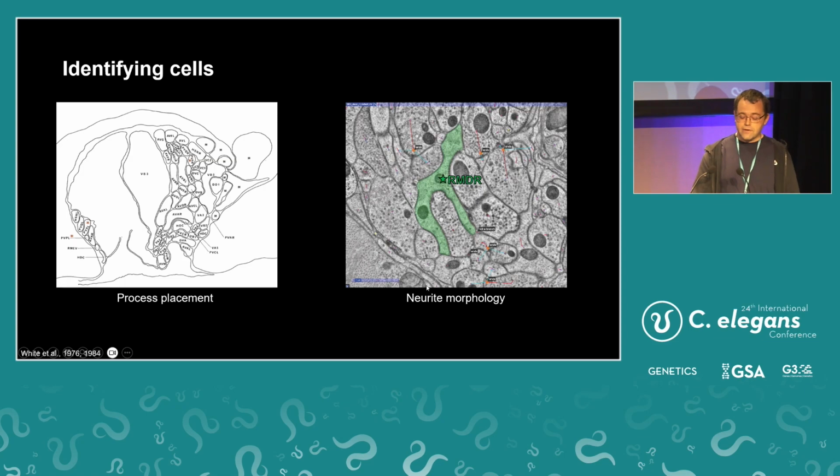And then you have super stereotypic neurite morphology. So for example, RMDR is making this characteristic sheet-like process here in the ventral side of the nerve ring. And there are many of these really characteristic features around the nerve ring that you can use to help ID your cells.